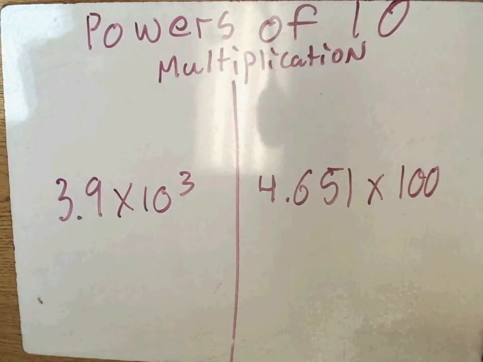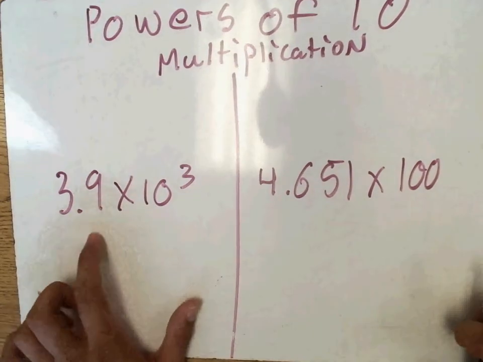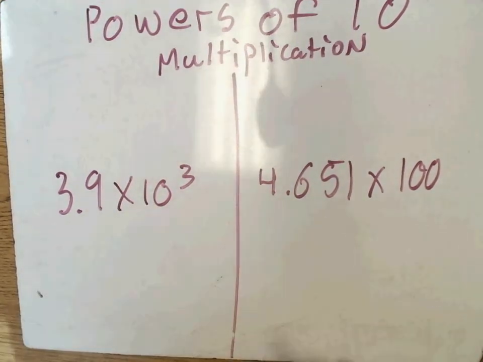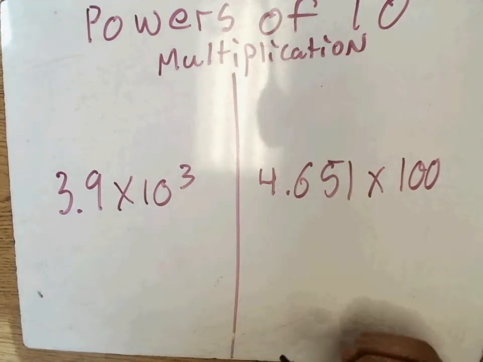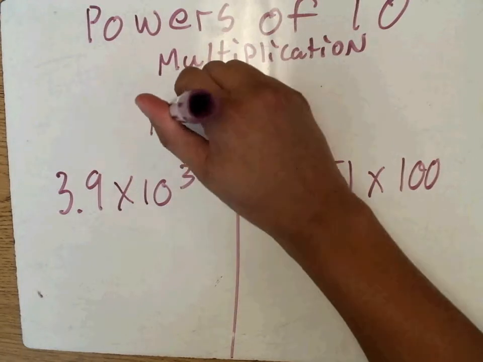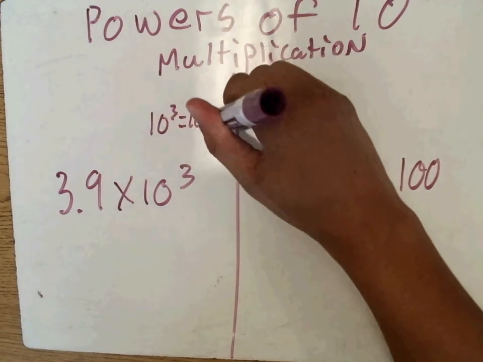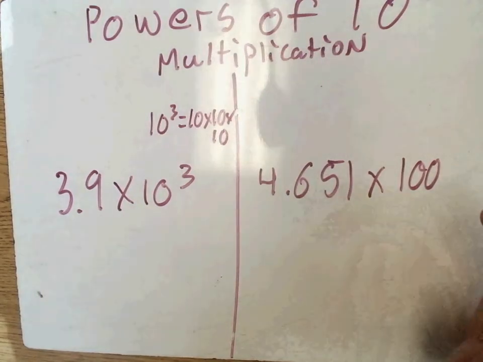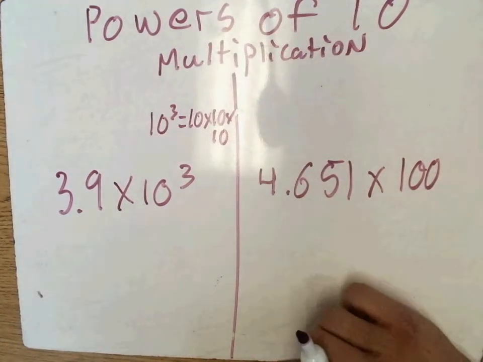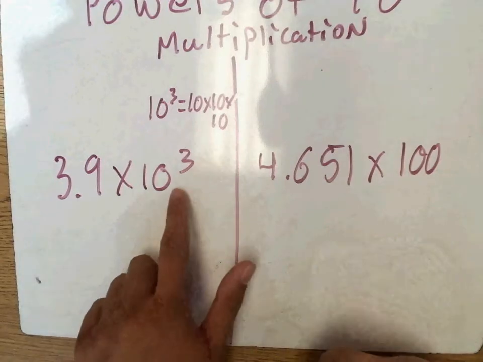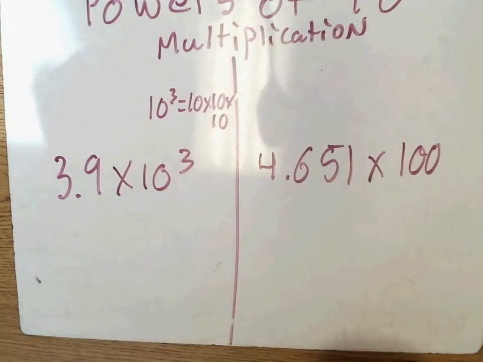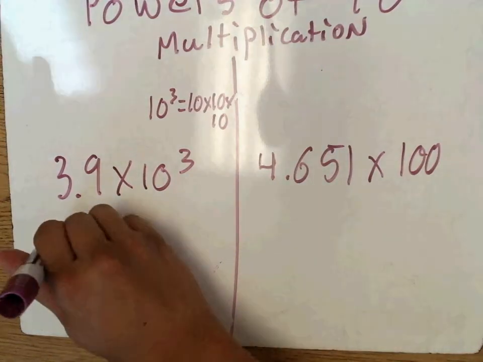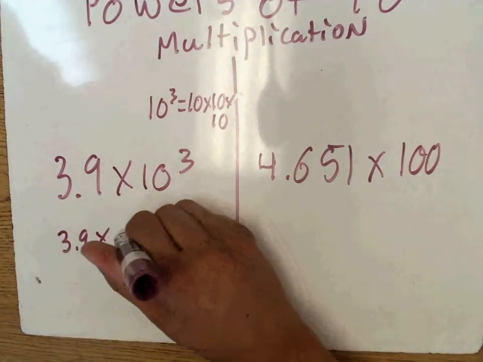So let's start over here with this problem. We see 3 and 9/10 times 10 to the third. So first of all, this right here is an exponent. Now, we know that 10 to the third equals 10 times 10 times 10. So that's going to get us 1,000. So I would strongly suggest that if your student sees a number with an exponent, for them to rewrite the equation as a whole number. So we're going to rewrite it as 3.9 times 1,000.